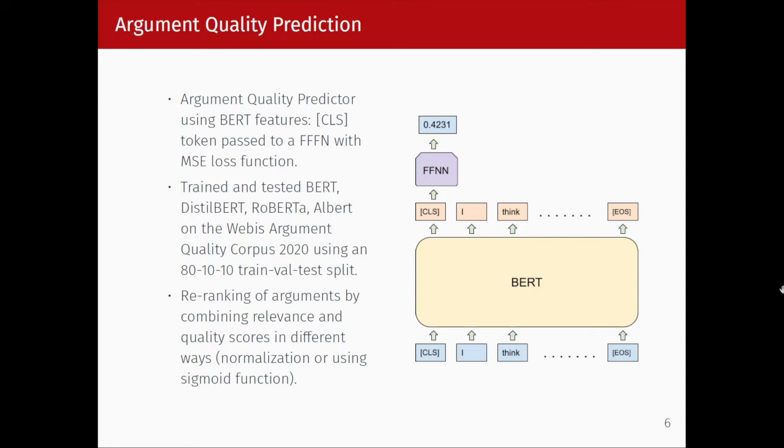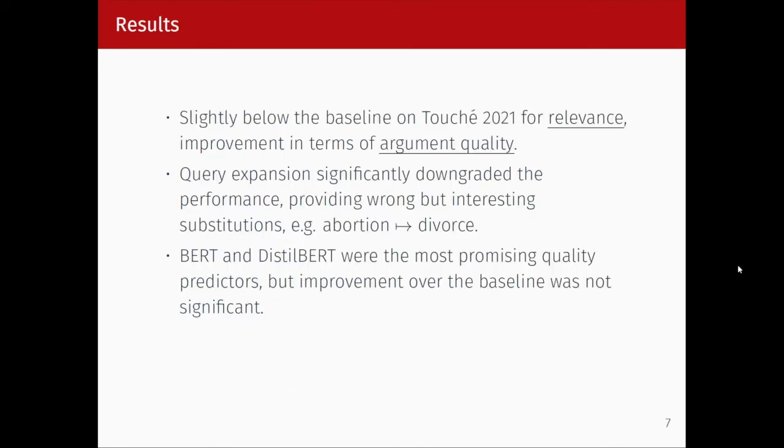The ranking of arguments was done by combining, in a convex combination function, relevance and quality scores in different ways, for example, using normalization or the sigmoid function. In terms of results, we were almost on par with the baseline on Touché 2021 topics for relevance scores, but we managed to outperform it in terms of argument quality.